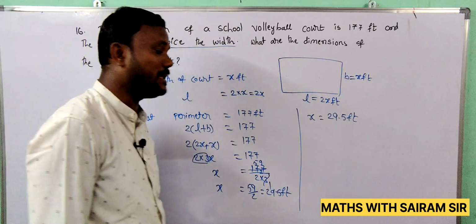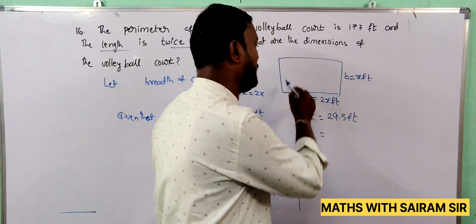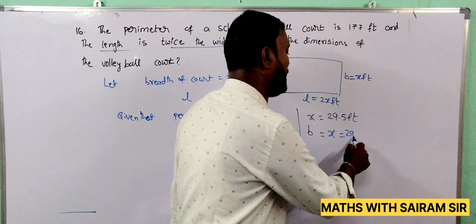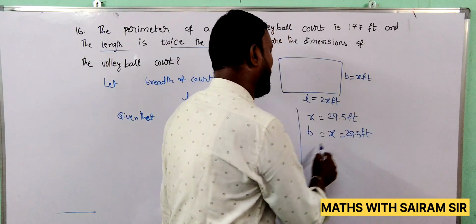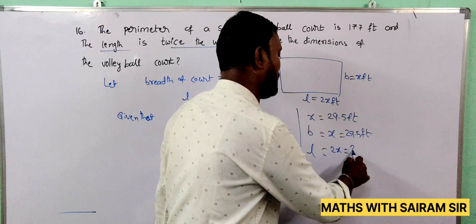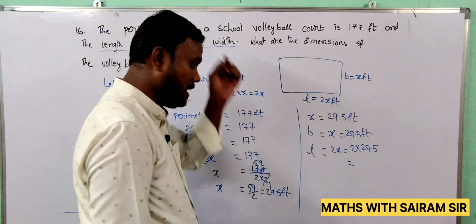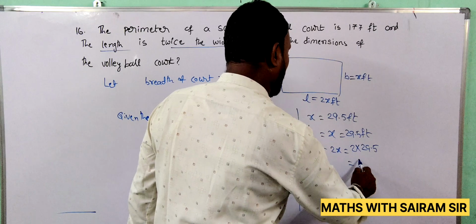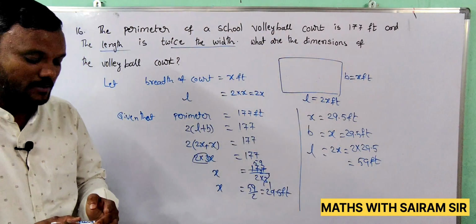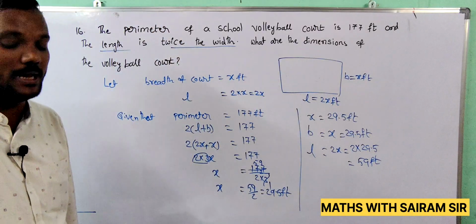If x is equal to 29.5 feet, that means the width of this rectangular field or volleyball court is x, equal to 29.5 feet. Then the length will be twice of this, that means 2x, 2 times 29.5, which equals 59 feet. So what are the dimensions of the required volleyball court? Those are 59 feet of length, and the breadth is 29.5 feet.